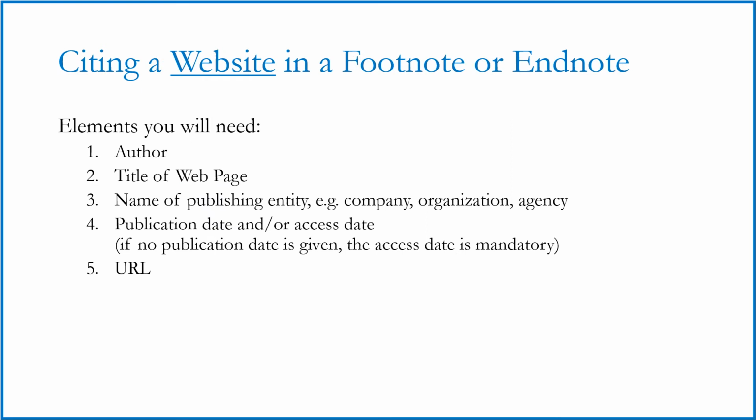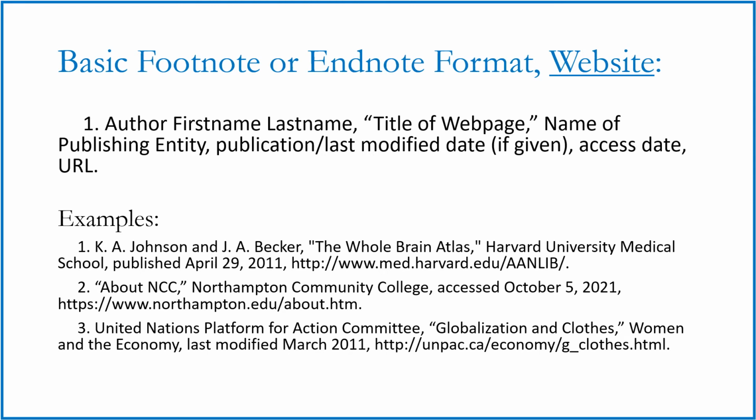The elements needed for citing a website should look familiar. They are essentially author, title, publisher, and date, along with the web address, URL. Many websites do not include all of this information, so once again, if you can't find that element, skip over it. Here is the formula for a footnote or endnote for a website, and some examples of what yours might look like when finished.